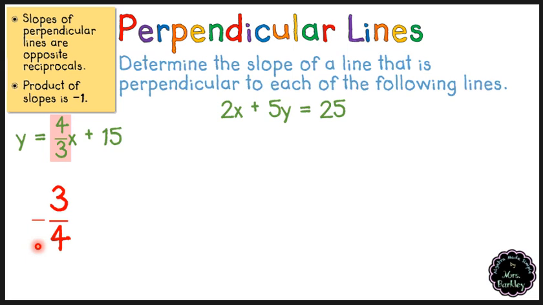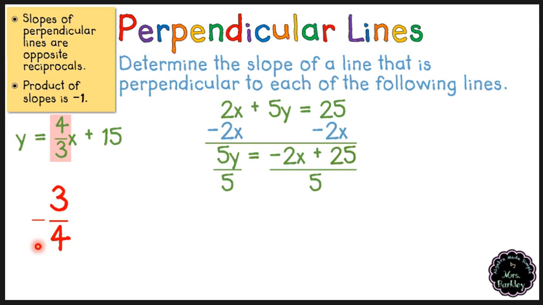In the equation 2x plus 5y equals 25, this equation is not in slope-intercept form, so we need to convert that to slope-intercept form before we can determine the slope. So we would subtract 2x from both sides, and our equation would be 5y equals -2x plus 25. We would divide both sides by 5, so y equals -2/5 x plus 5. So now we can see that our slope is -2/5.